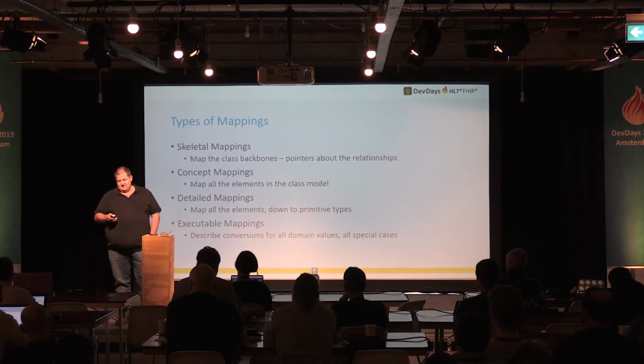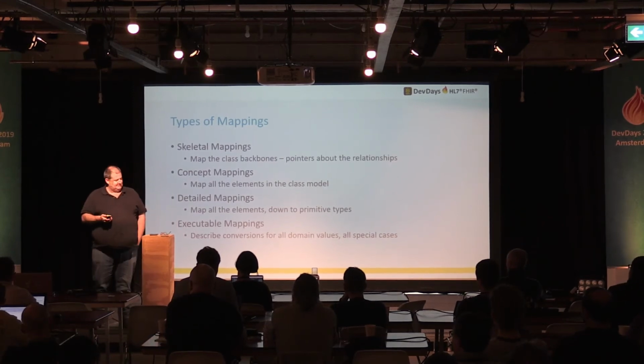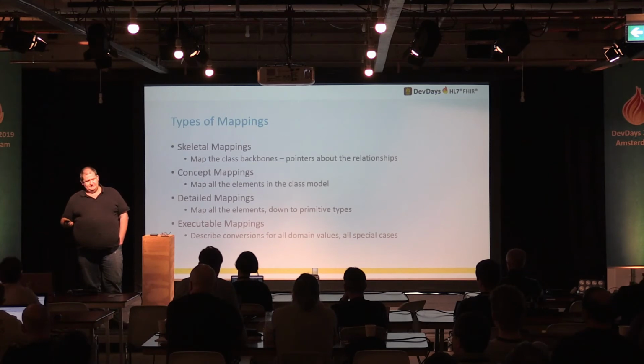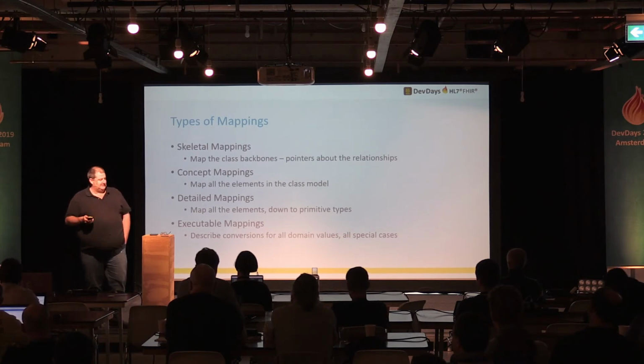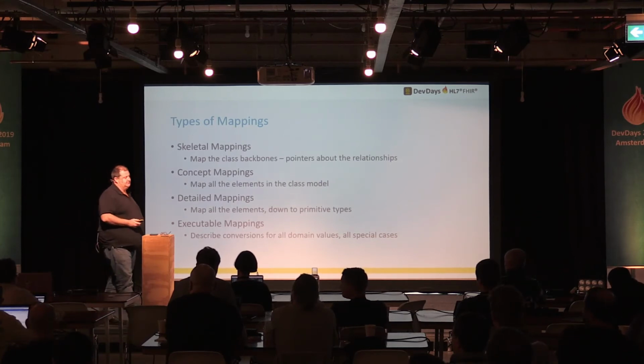And then we say, okay, let's go beyond that and actually start mapping all the way down to the primitive types and make sure that the primitive types are all mapped. And you could call that a detailed mapping. It's similar in concept to the concept mappings, but you just go through all of the primitive, you keep driving down to the primitive level.